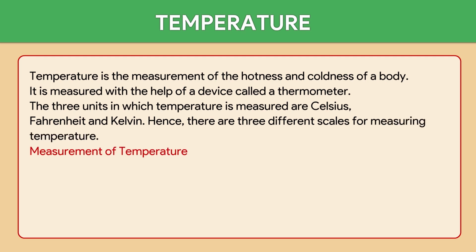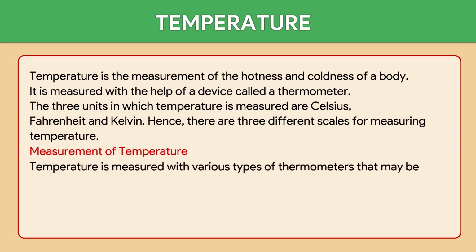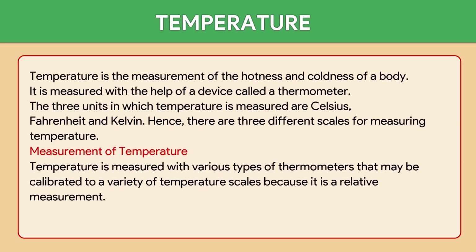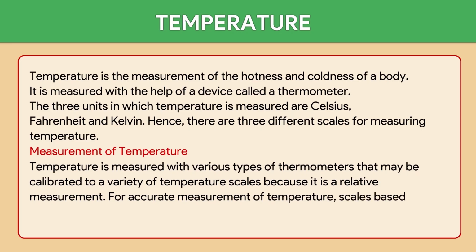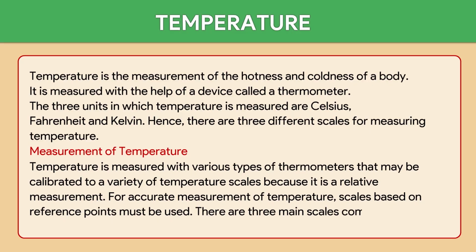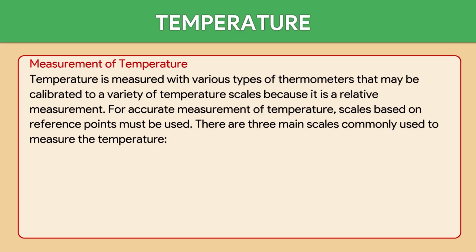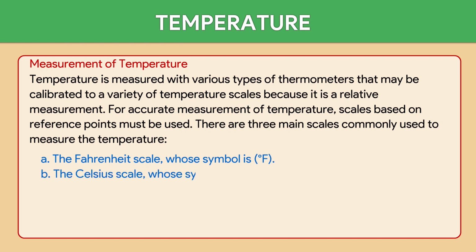Measurement of temperature. Temperature is measured with various types of thermometers that may be calibrated to a variety of temperature scales because it is a relative measurement. For accurate measurement of temperature, scales based on reference points must be used. There are three main scales commonly used to measure temperature. A. The Fahrenheit scale, whose symbol is degree F. B. The Celsius scale, whose symbol is degree C. C. The Kelvin scale, whose symbol is K.